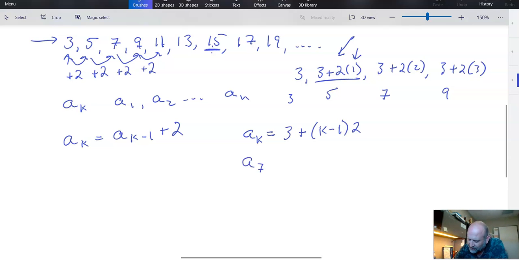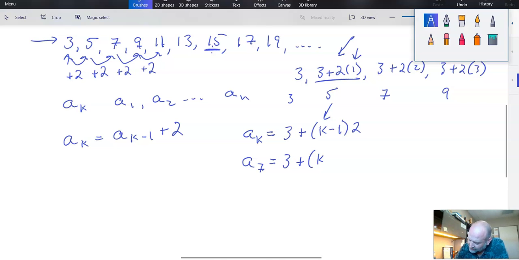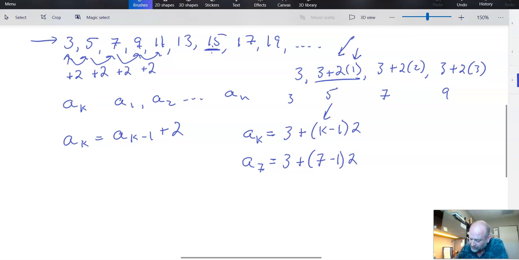If I want the seventh term, I should be able to just plug 7 in for K here and get the seventh term. So let's see if it works. This would be 3 plus, oops, that's not a 7. Try that again. 7 minus 1 times 2, right? And remember, we want this to be 15. So 7 minus 1 is 6. So 3 plus 6 times 2 is 15.